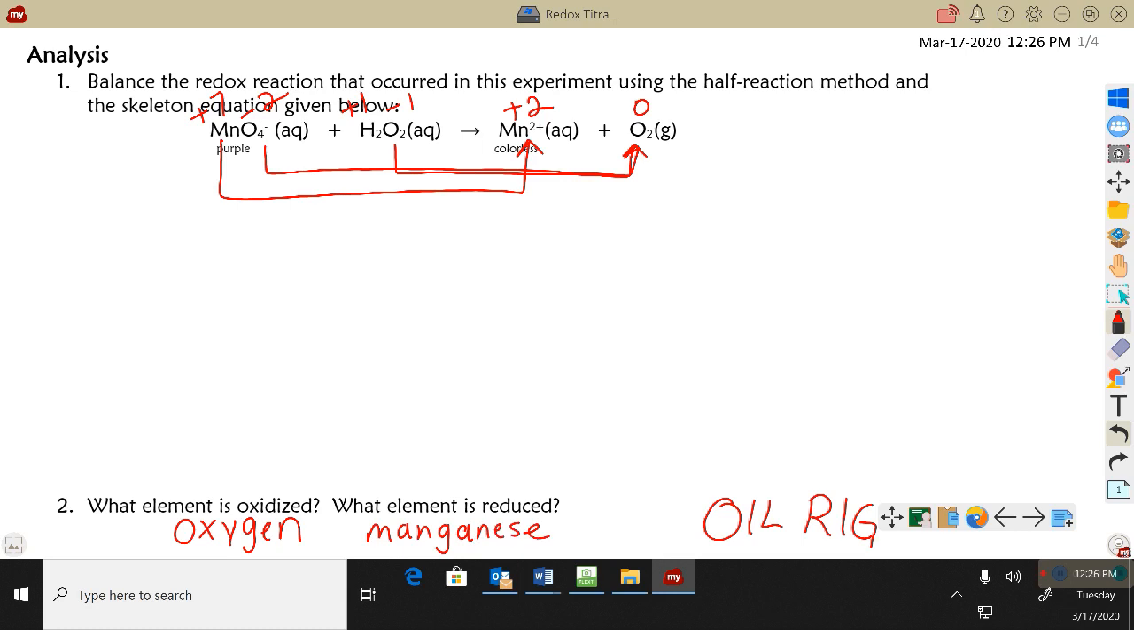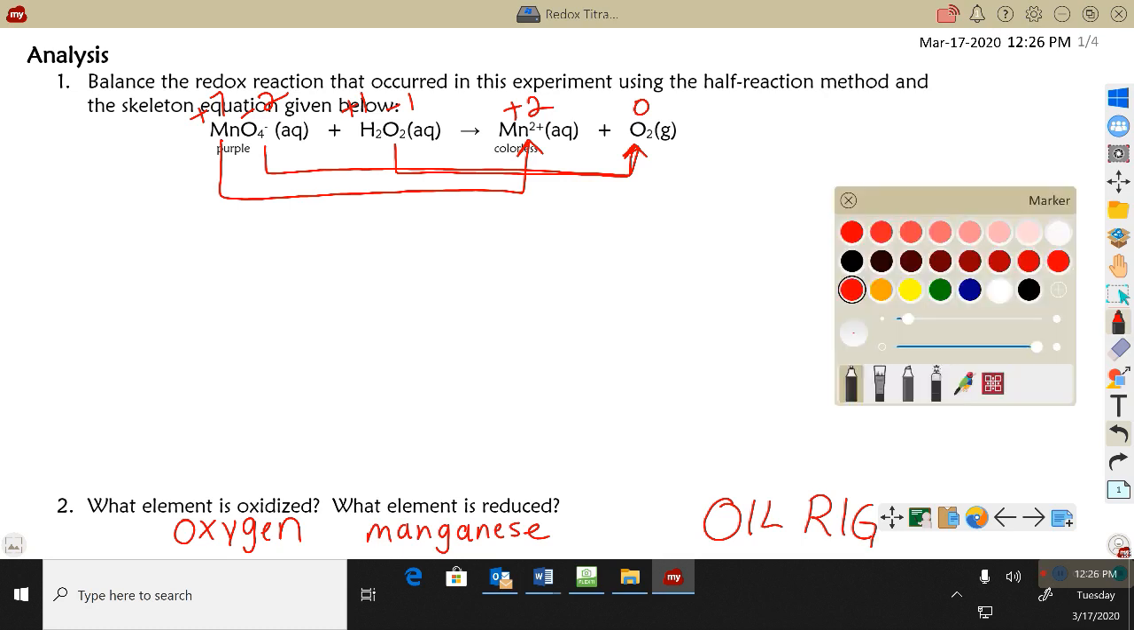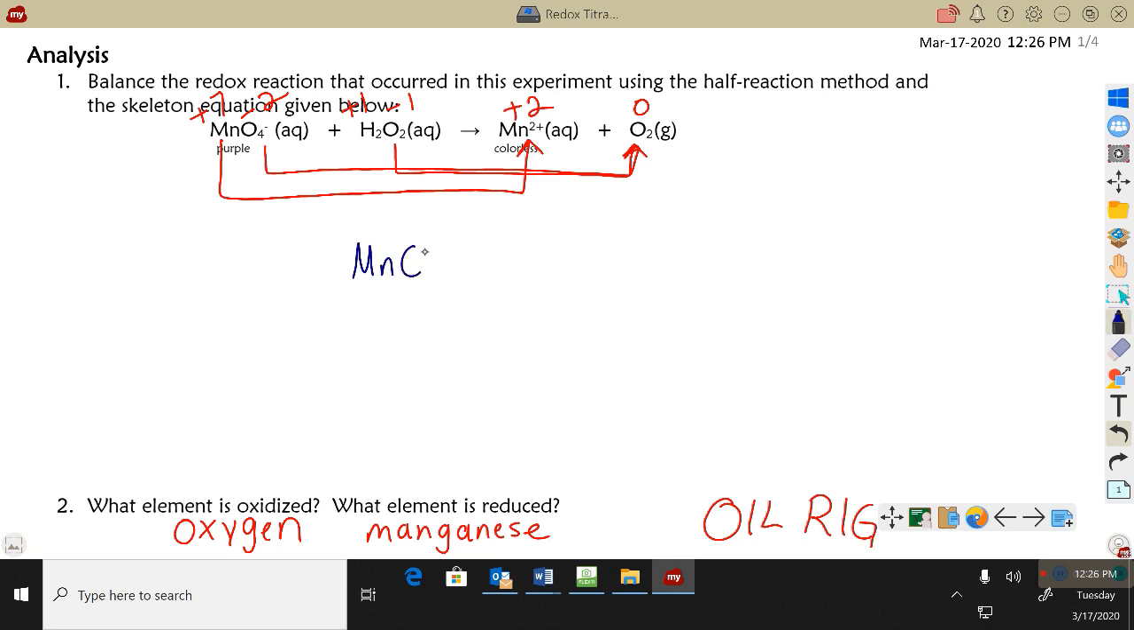So you're obsessed with OIL RIG. Oxidation involves losing electrons. My charge is becoming more positive. Reduction involves gaining electrons. My charge is becoming more negative. Now I for sure know the 2 half reactions. I'm going to have the manganese as part of the permanganate ion, forming the manganese +2. There's 1 half reaction. First thing we do is balance the manganese, which there's 1 on each side. Next, we balance the oxygen by adding water. I will need 4.